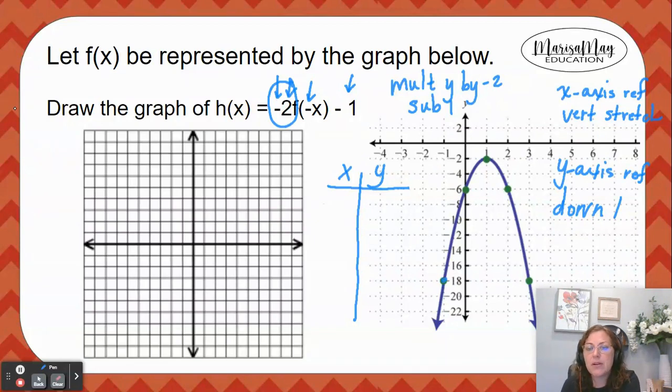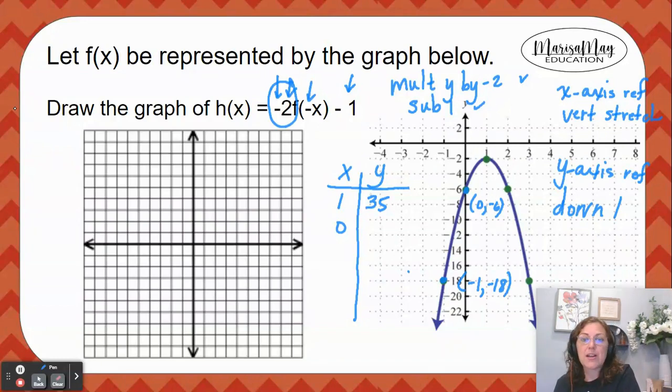So let's start with this point here. This is negative 1, negative 18. Okay. So I'm going to change the sign on the x to make it 1. Then with the y value, negative 18, I'm going to multiply by negative 2, which would be 36. And I'm going to subtract 1, which would be 35. Let's do another one. Let's do this one, 0, negative 6. Well, I'm going to change the sign on the x. It's still 0. Then I'm going to take the y value, negative 6. I'm going to multiply by negative 2, which is 12. Then I'll subtract 1, which is 11.